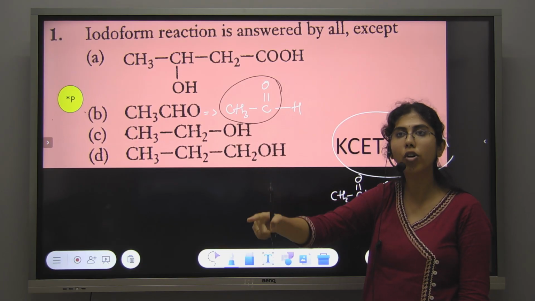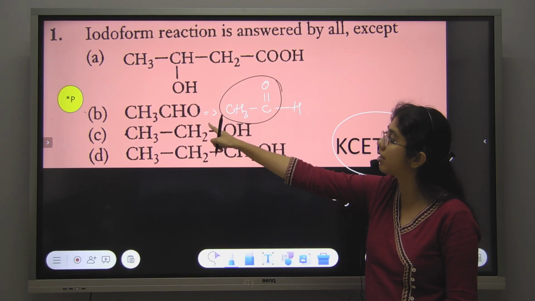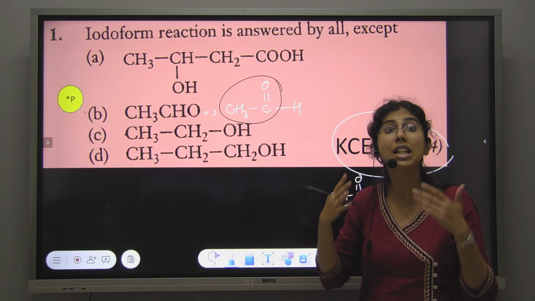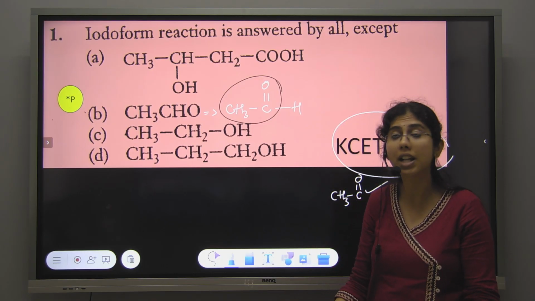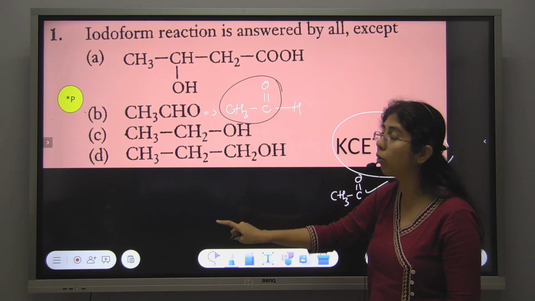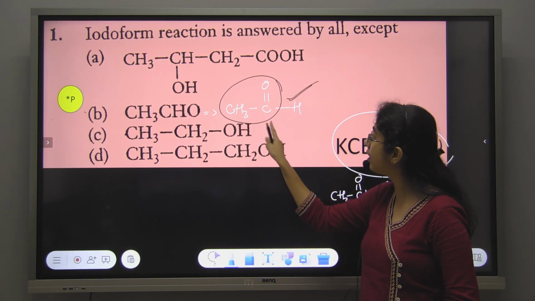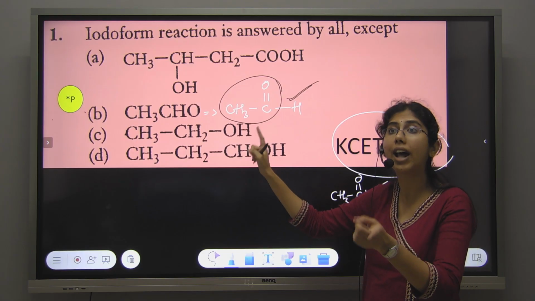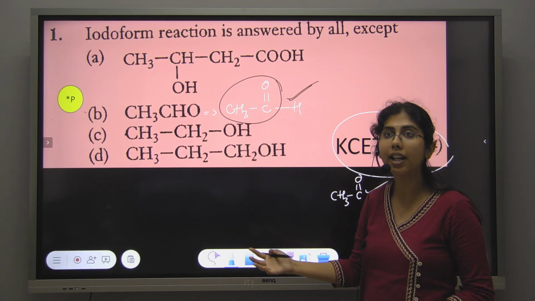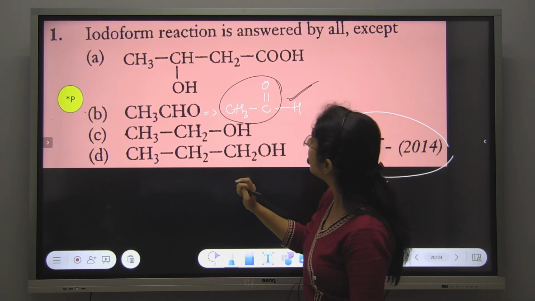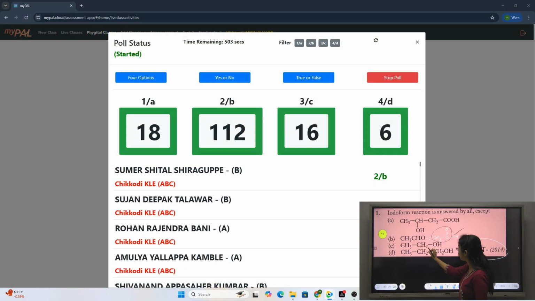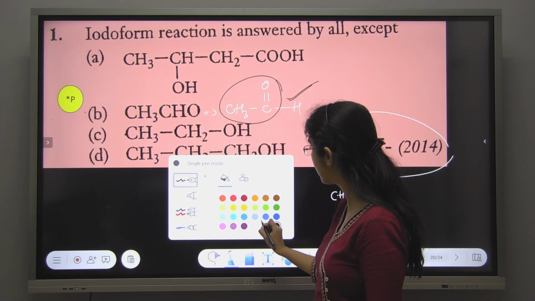Most of you are going with option B and saying this doesn't give iodoform. But this can give iodoform because it has the COCH3 group. Iodoform is possible: an aldehyde with this group, a ketone with this group, or an alcohol with this group can give it. Okay, now see here, if I take this one, CH3, option C.